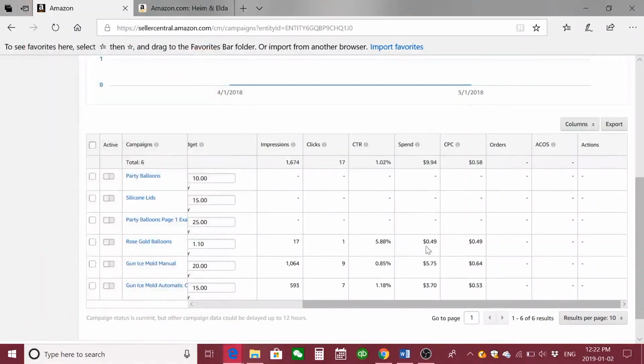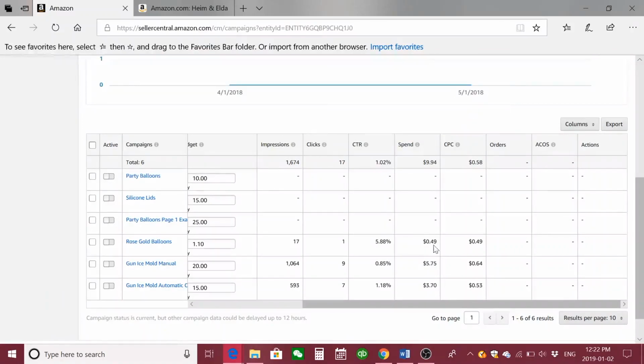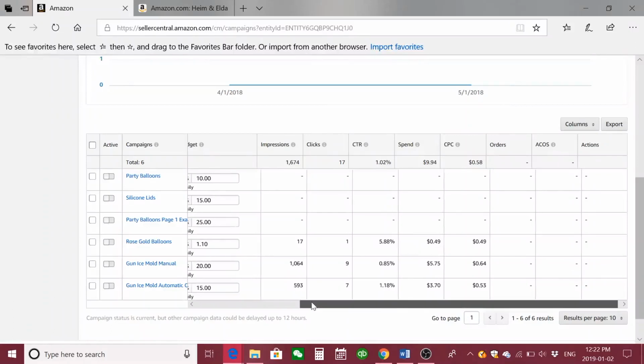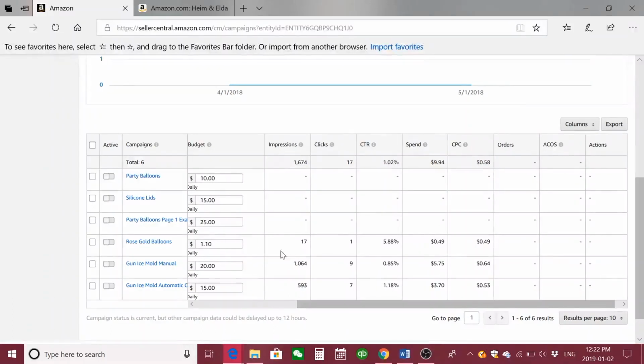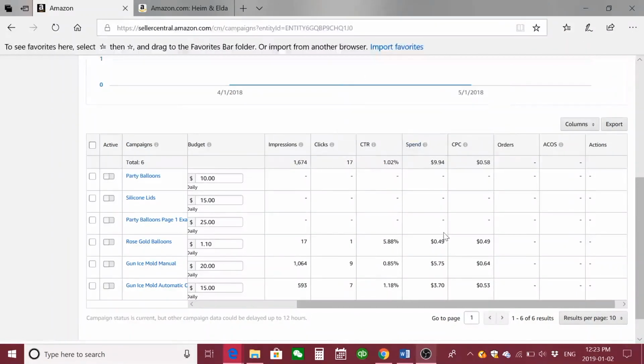For spend, it's how much you have spent altogether. So the total click charges for a campaign. So this depends on your bid. So my bid right here is $1.10. Spend is the total click charges for a campaign. So I only got charged 49 cents for my whole campaign right here based off of this one click. As you can see, my cost per click was 49 cents and I only got charged when someone clicked on my ad. So impressions you do not get charged for. It's only when someone clicks on your ad.